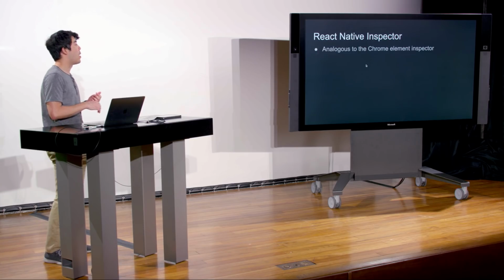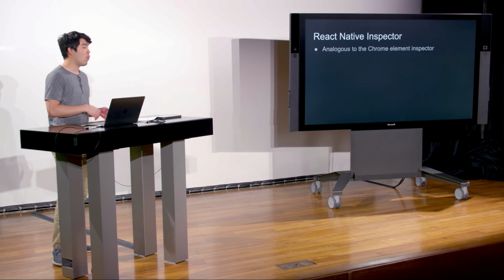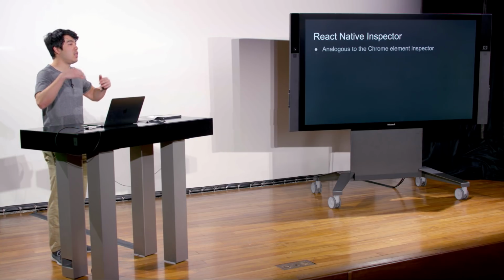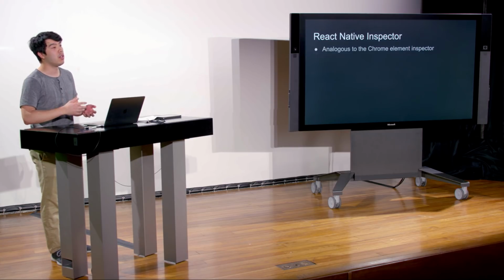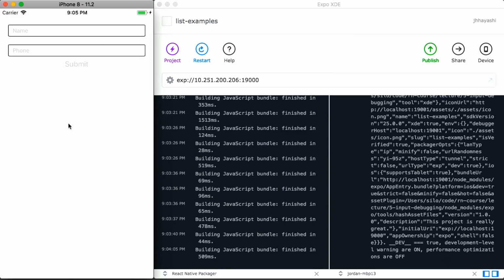Fortunately, we have something called the React Native Inspector. And this is analogous to that Chrome element inspector. So those of you with a web background probably use that element inspector where you can see all of the DOM elements and see exactly where they are on the page. It also allows you to see data associated with those elements, like margin, padding, size, etc. And so we can use that tool to figure out what's going wrong here.